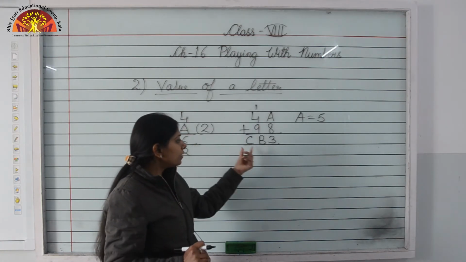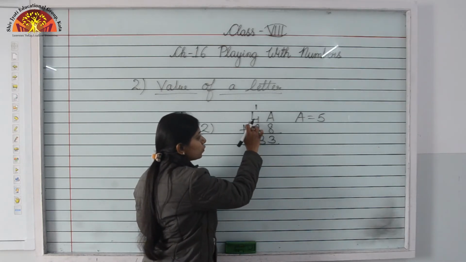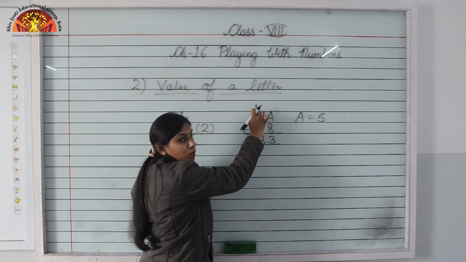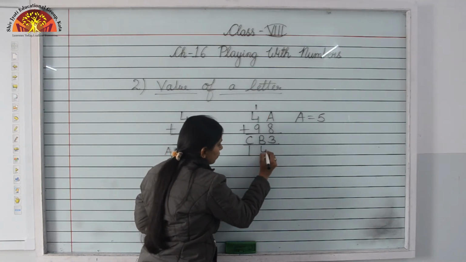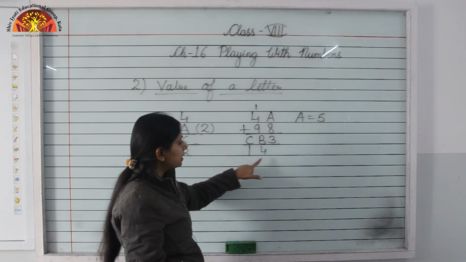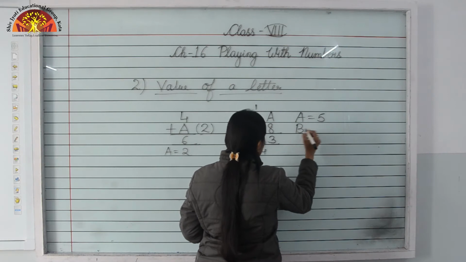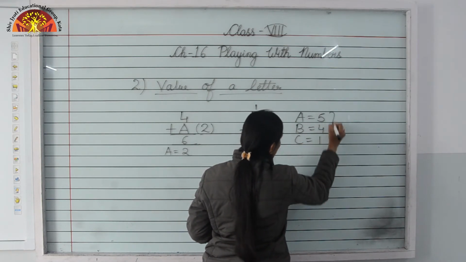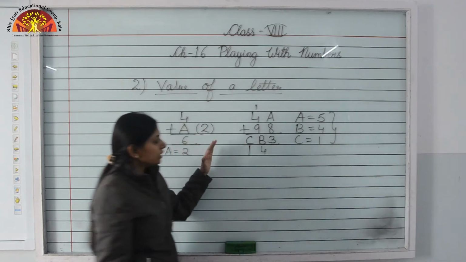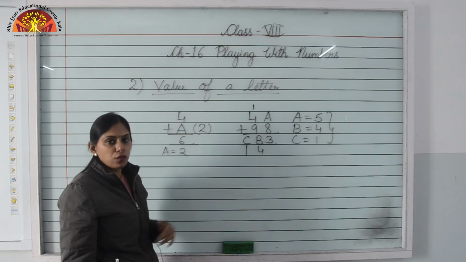Now you have to get the value of C and B. Now you can see children, 9 plus 4 is 13 and 13 plus 1 is for carry, that means 14. So value of C is 1, B is 4. So value of A is equals to 5, B is equals to 4 and C is equals to 1. Is that clear? So in this way children, you can just obtain the value of a letter.